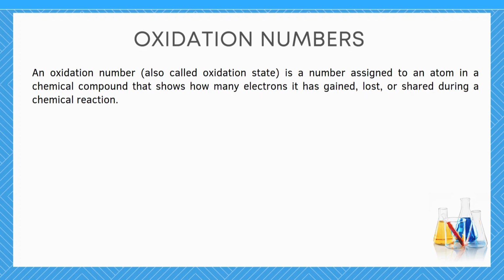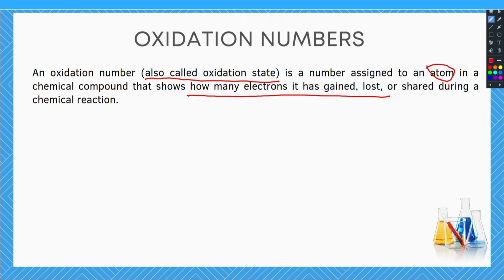We're treating the concept of oxidation numbers. So let's understand basically what an oxidation number is. Now, in chemistry, an oxidation number is also called an oxidation state. It is a number that is assigned to an atom in a chemical compound that shows how many electrons it has gained, lost, or shared during a chemical reaction.